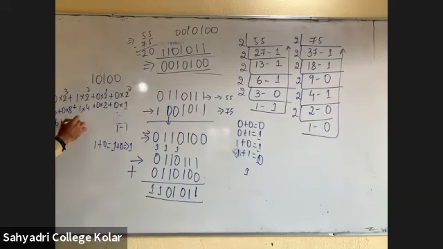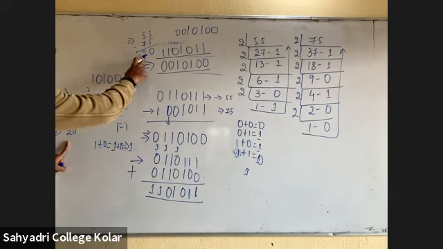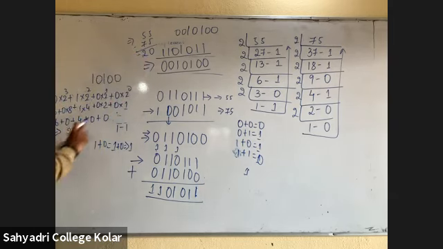So 1 into 16, 16, plus 0 into 8, 0. 1 into 4, 4. 0 into 2, 0 plus 0 into 1, 0. So 16 plus 4 is nothing but 20. You can see over here, here also I got 20, here also I got it as 20.